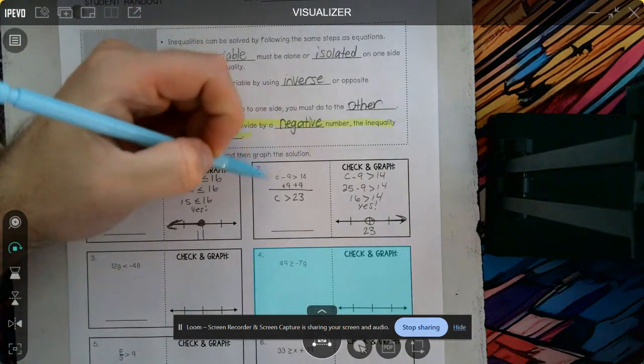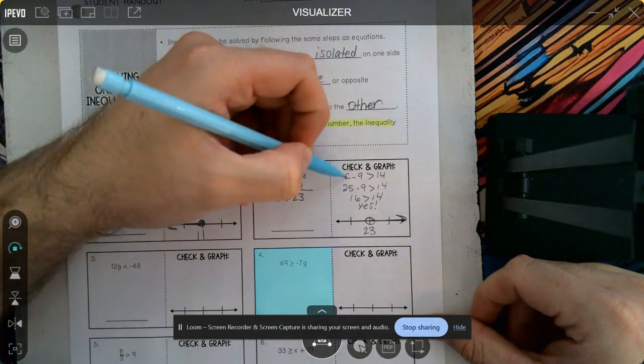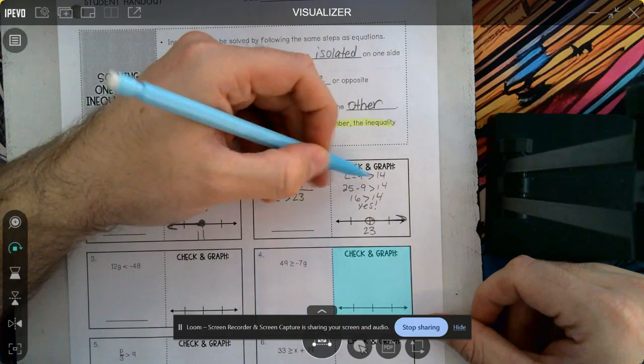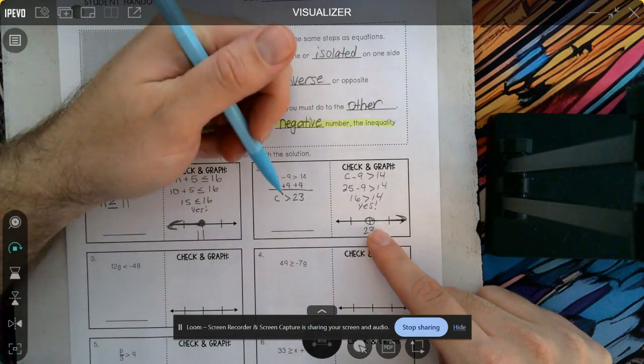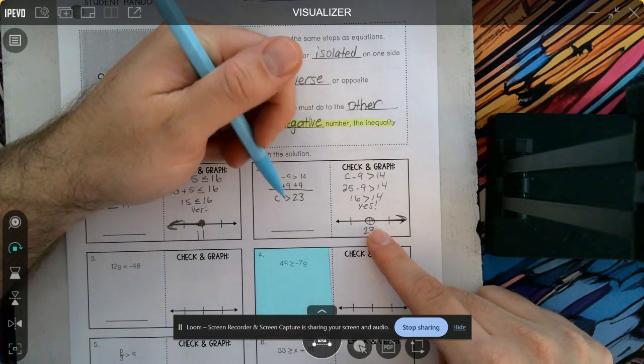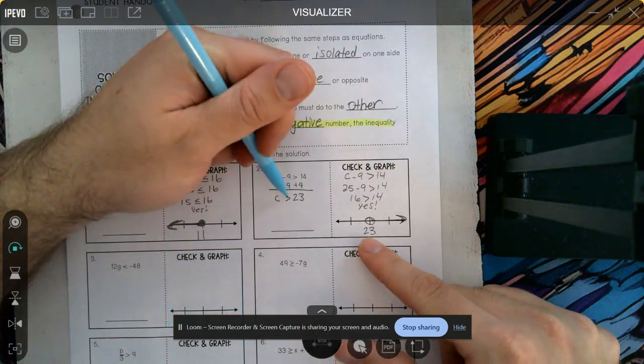All right, here's my work for number 2. So I added 9 to both sides. You get C is greater than 23. So then I rewrote my inequality. C minus 9 is greater than 14. Then I graphed. It's an open circle at 23 because it's just greater than. It's not or equal to. So it's an open circle. 23 is not a solution to this inequality.